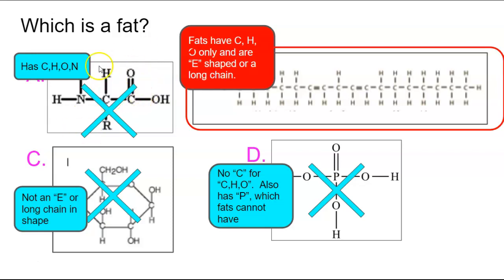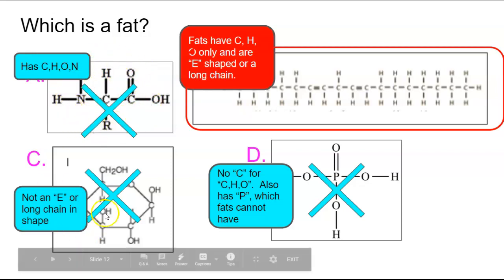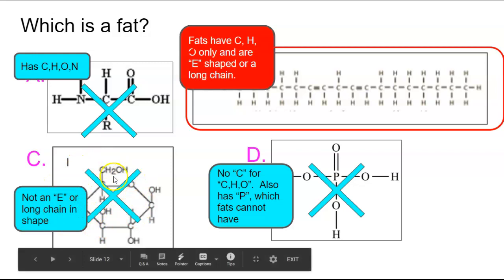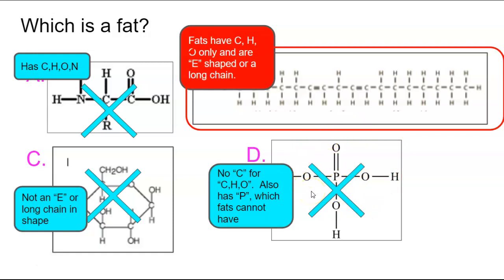We see over here, this has CHON. Fats can't have an N. This is a hexagon, so this is a carbohydrate. And this doesn't have a C and it has a P, so it doesn't have the right letters, right? CHO are the right letters.